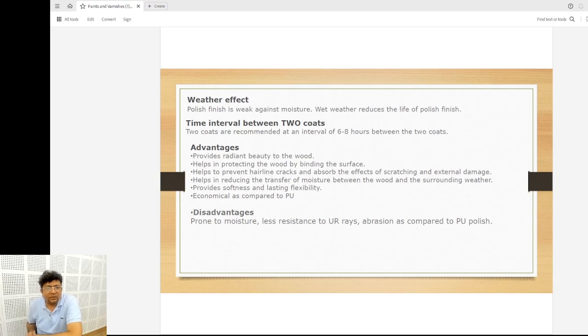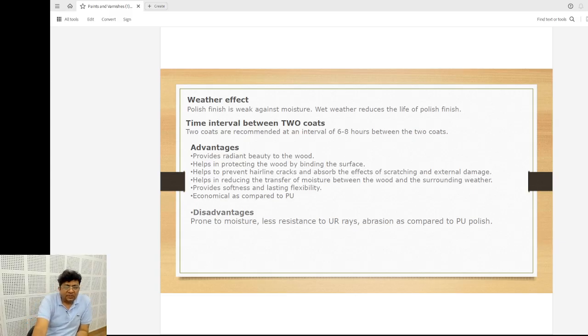It helps in reducing the transfer of moisture between the wood and the surrounding weather. It makes the furniture moisture proof to a large extent. It provides softness and lasting flexibility. It provides protection because natural wood is very prone to defects like termite and other fungal attacks. But after polishing the wooden surfaces, it protects against the termite as well. And melamine is also economical as compared to PU.